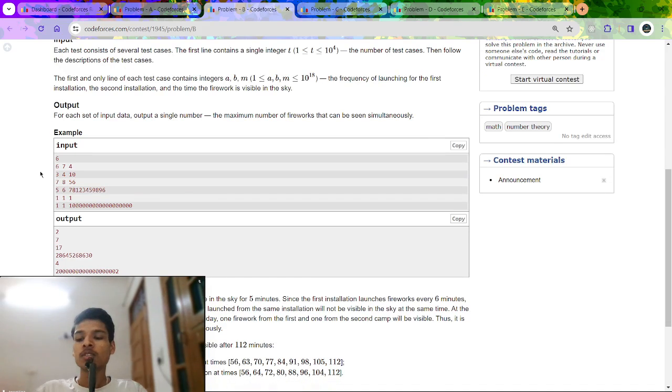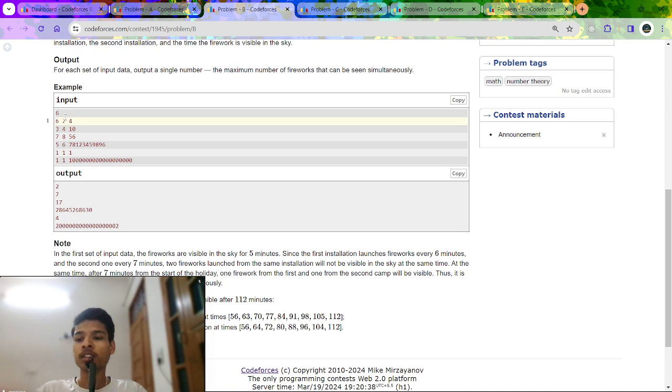In this question, if my M, which is the range of a firecracker, is smaller than both A and B, then I will simply have to print 2.